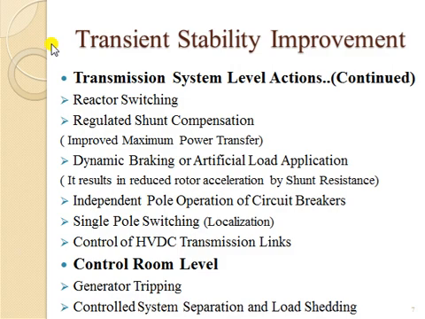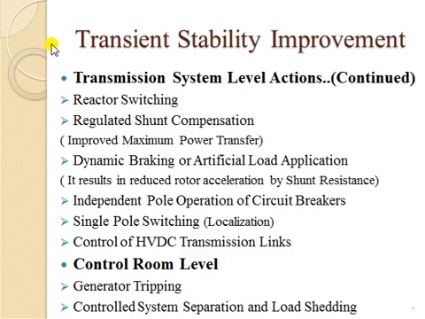One of the actions is reactor switching. Reactor switching always helps in transient stability improvement, because reactors play a very vital role as far as the reactive power requirement of the system is concerned. These are the reactors which are present near the generator. In normal operation, they are connected to the system. But whenever a fault occurs, you switch out those reactors and transient stability improvement can be achieved.